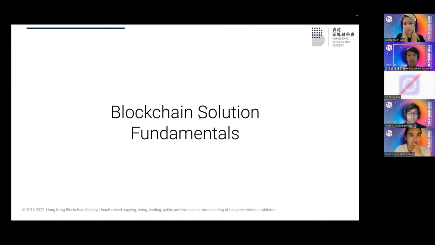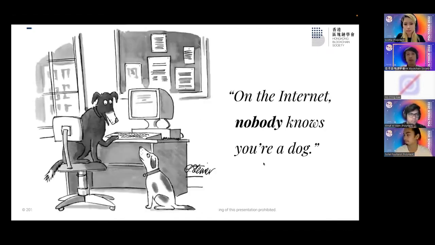So now let's dive into the solution fundamentals. Okay. So back to the very beginning again. Always start with history, right? So this cartoon was, I think, published in 1995 or somewhere around that time. Okay. So this was when the internet was first made available to the public.